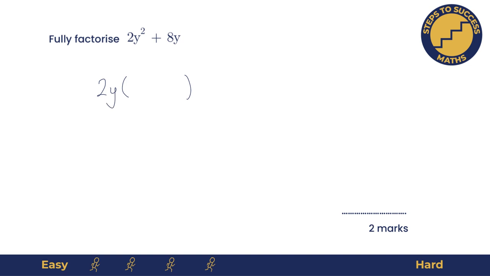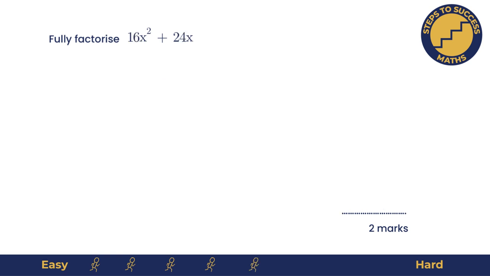So 2y, but we need 2y squared, so we'll need to put a y here, plus, we've already got the y and the 2, so we need to times it by 4 to get 8. So we've got plus 4 here. 2y bracket y plus 4, close bracket.